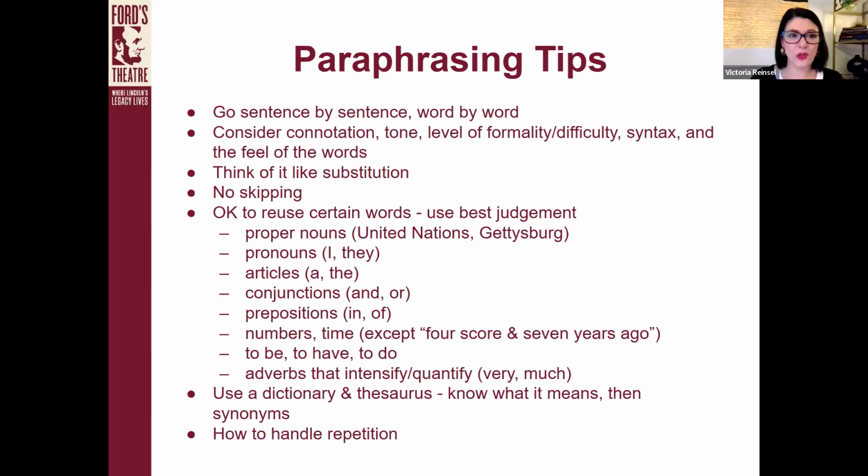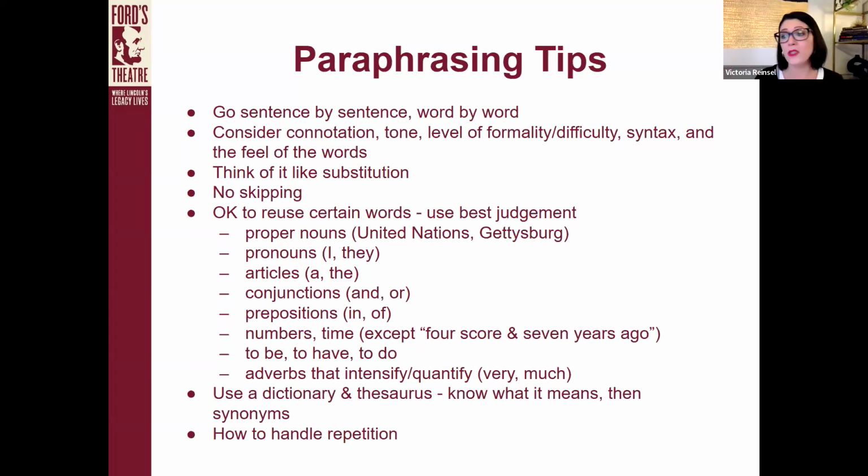But when I open up that thesaurus, I might see something that's even better, that gets closer to the connotation. So it's not a matter of knowing or not knowing things. It's a matter of embracing the tools you have and using them. Certain words I won't bother paraphrasing. I'll just keep them the same.